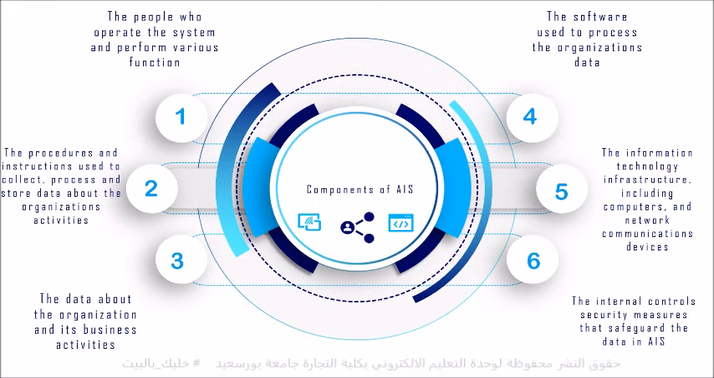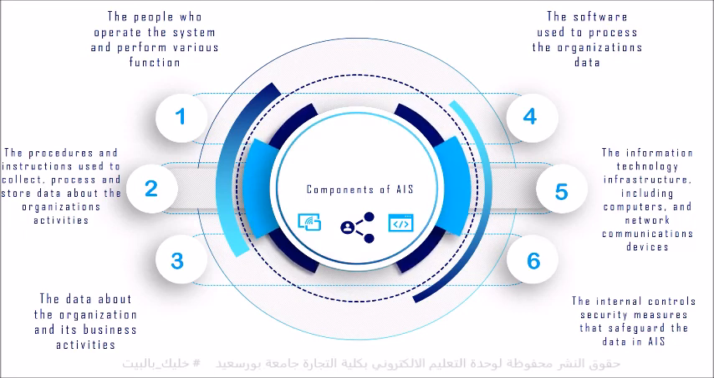An accounting information system consists of six components. The first component is the people who operate the system and perform various functions, such as programmers, accountants, and anyone who has access to the system. Second is the procedures and instructions used to collect, process, and store data about the organization's activity. The third component is the data about the organization and its business activity. Obviously, data is a very important part of an accounting information system. We made the accounting information system basically to process this data.